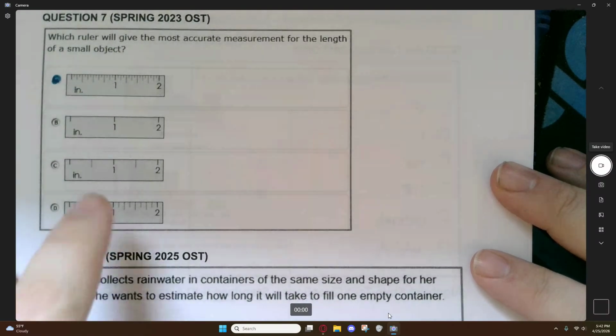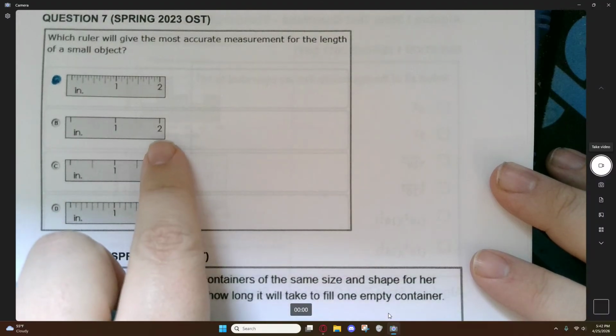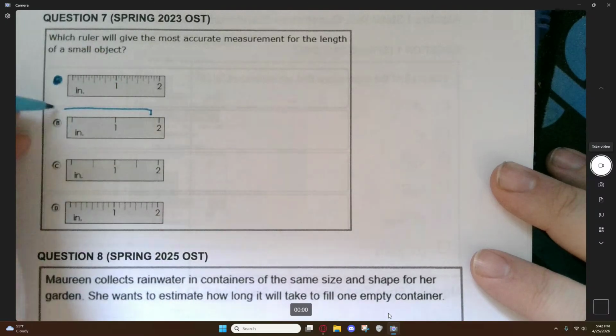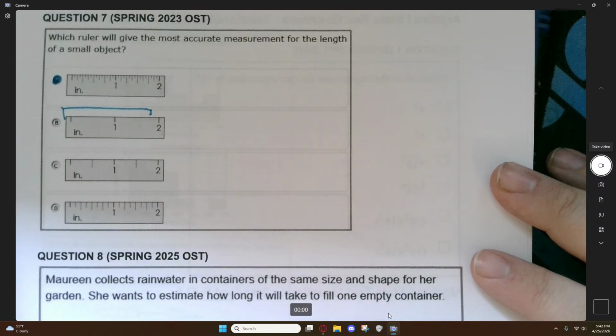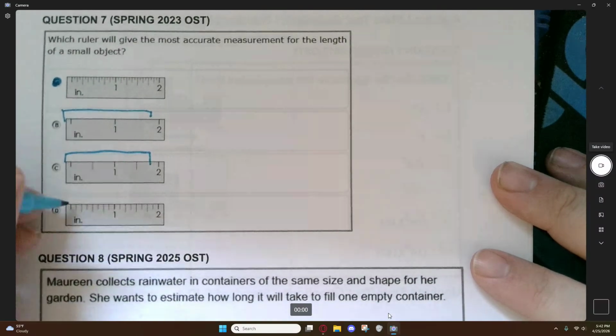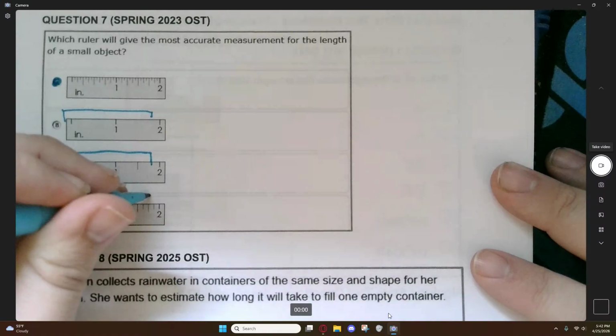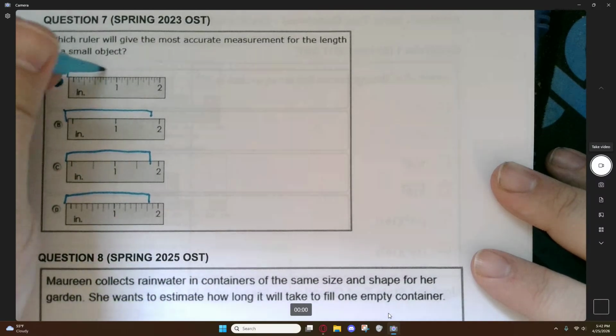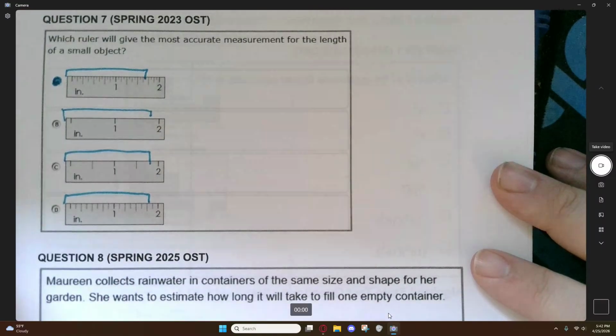Because even if you have something that's 2 inches long, if it goes out to like here, what in the world, how are you going to call that? And that's the same problem that you have here. And it's less of a problem here, but you could still find a little bit of space. This one has the least amount of space where you can't accurately call anything, so this would be the most accurate.